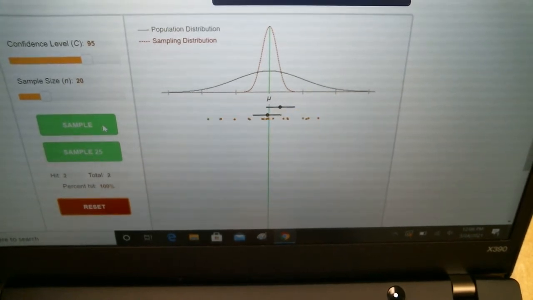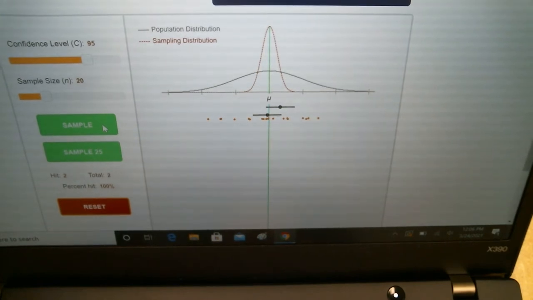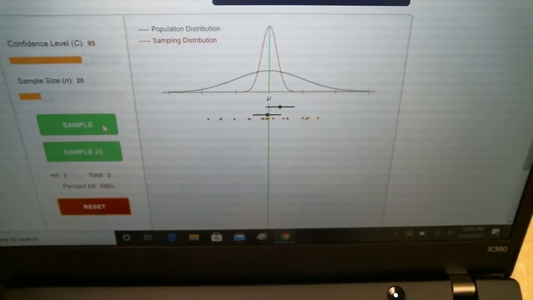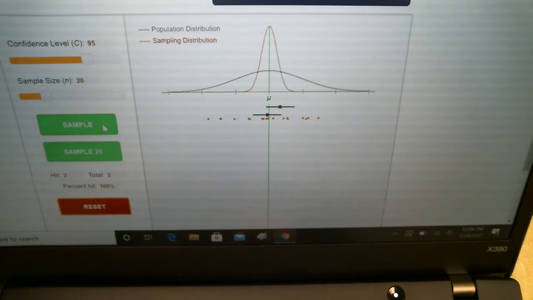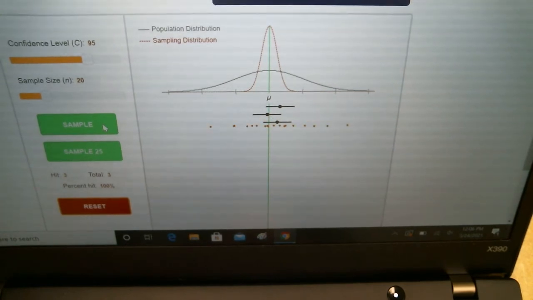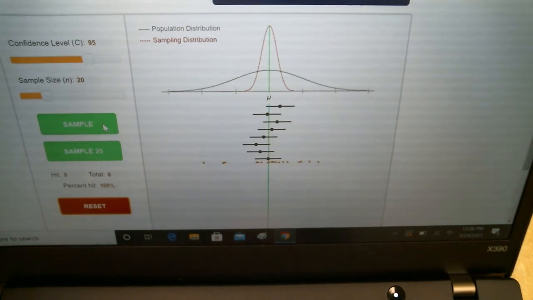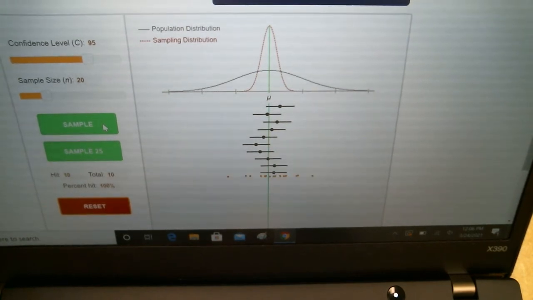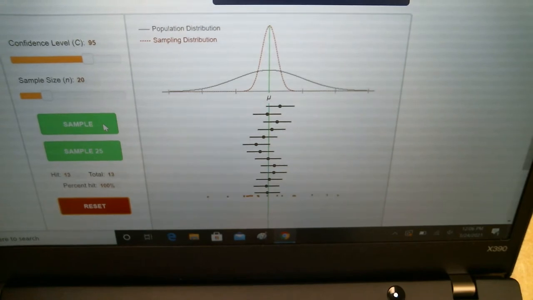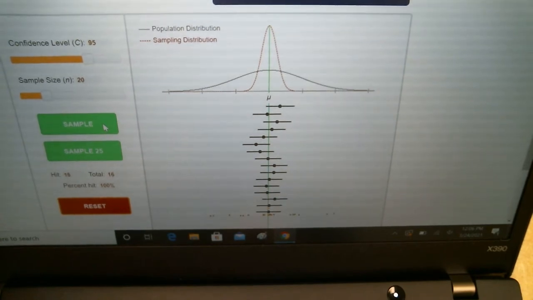Now I'm going to do it again. There's a new one. That one's a lot closer. And again, the mean is inside of my interval. I'm going to do another one, and another one, and so on. And you're seeing that for the most part, the mean is ending up inside of that interval.